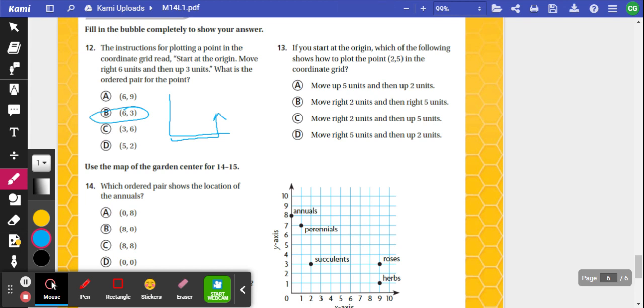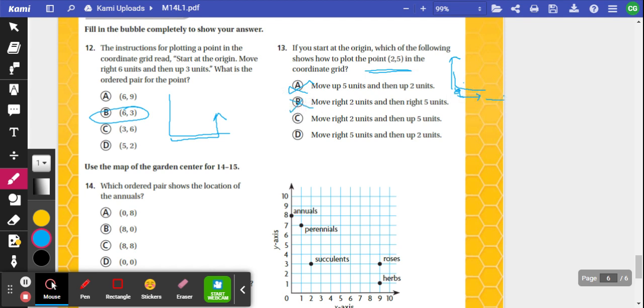Let's go to number 13. If you start at the point of origin, which of the following shows how to plot the point 2, 5 in the coordinate grid? So are we going to move 5 units up and then up again 2 units? Okay, so if I were to do that, I'm going to move up and then up again. No, that doesn't make sense. I'm going to move to the right 2 units and then right again 2 units.